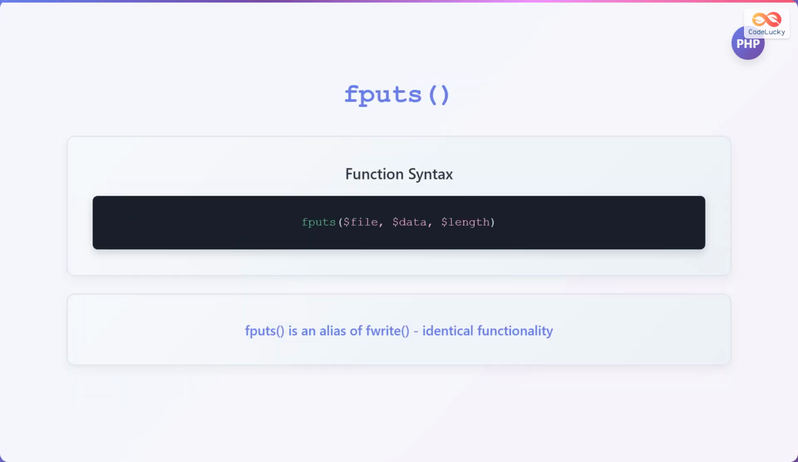Now let's discuss the fputs function. Its syntax mirrors that of fwrite: fputs, then in parentheses, $file, $data, and $length. Remember that fputs is simply an alias of fwrite, offering identical functionality, so you can use whichever name you prefer. They both do the same job.